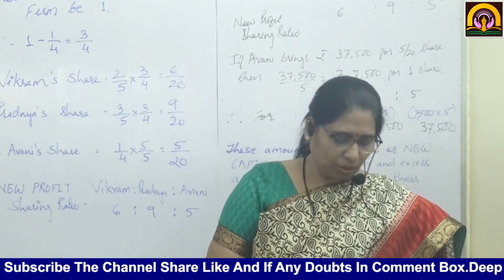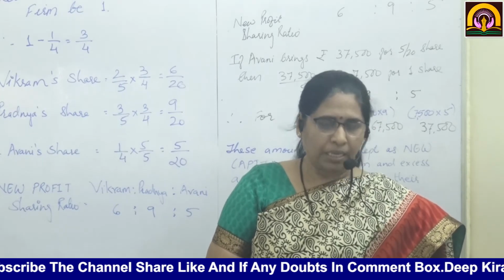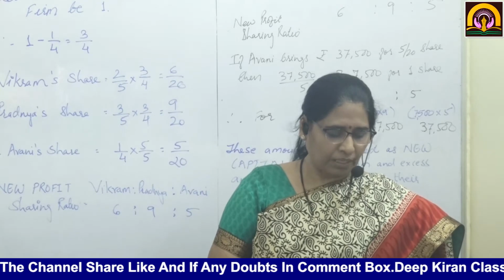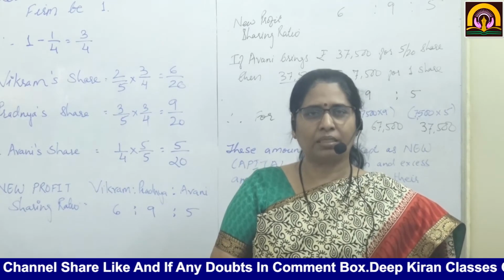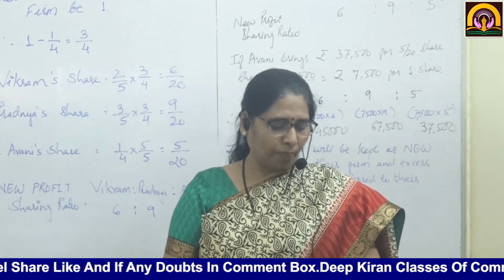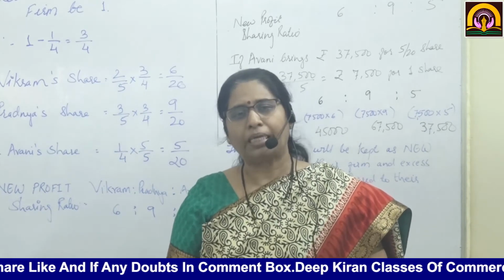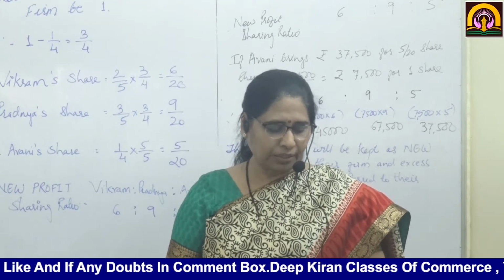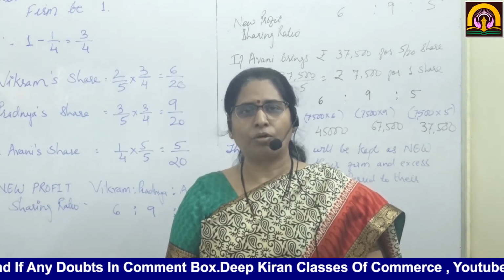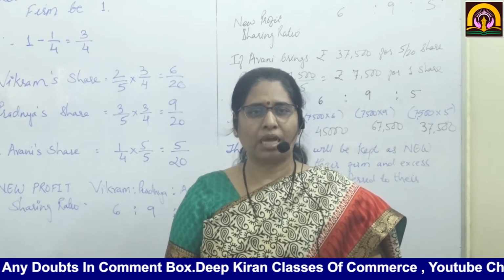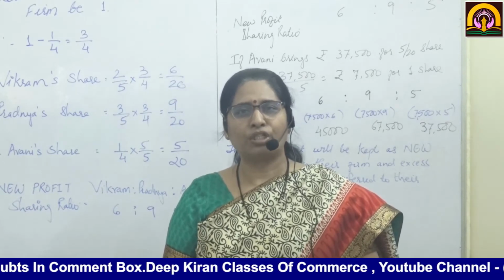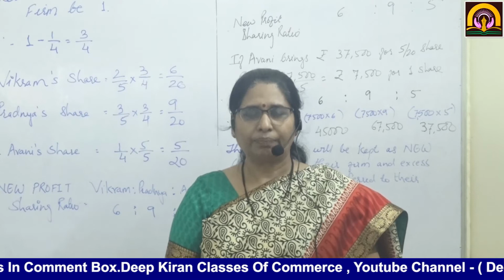Is it understood? Then next, see here the sum number given after 3 is 5. This is a printing mistake, it should be 4. So see, provision for bad and doubtful debts is to be maintained at 5% on sundry debtors. What are the debtors given to you? The amount of total debtors is 87,000. And on 87,000 you are going to make the provision for RDD.